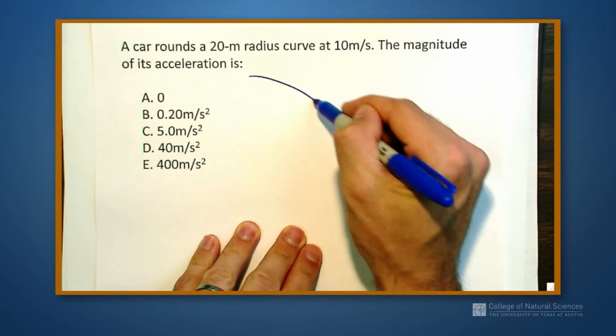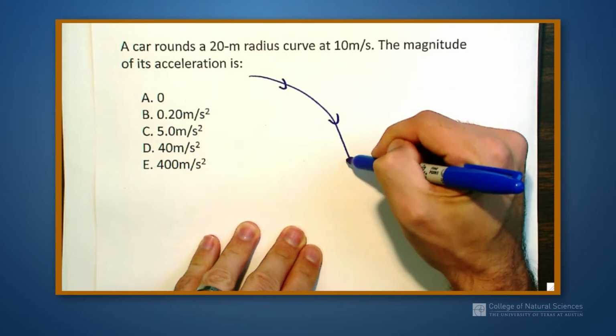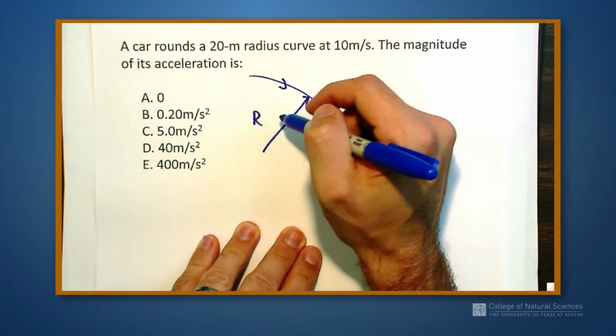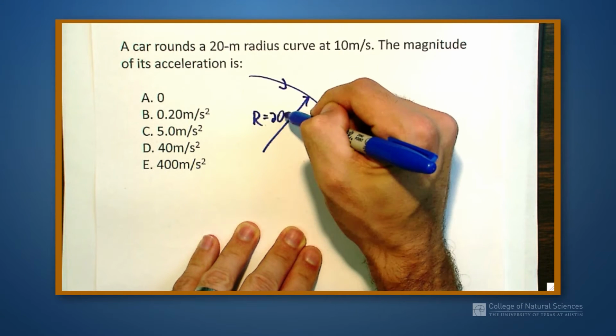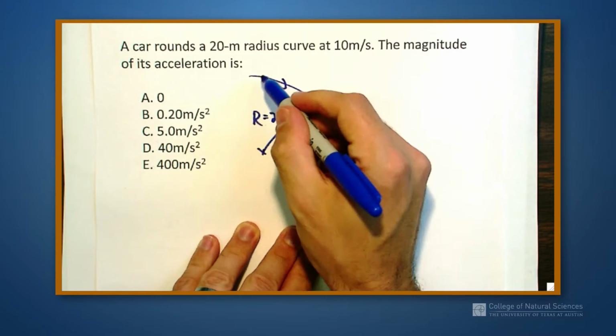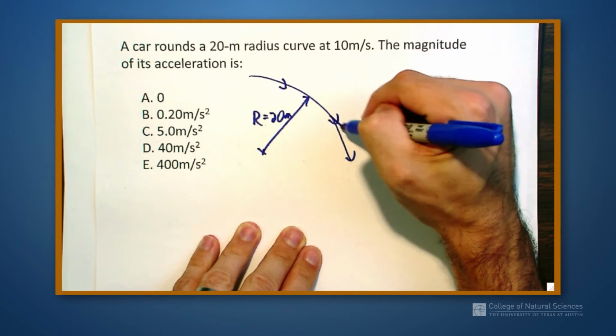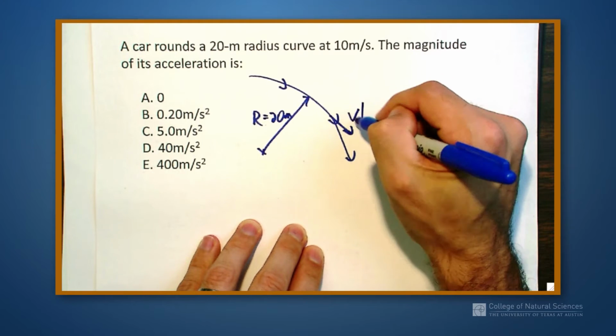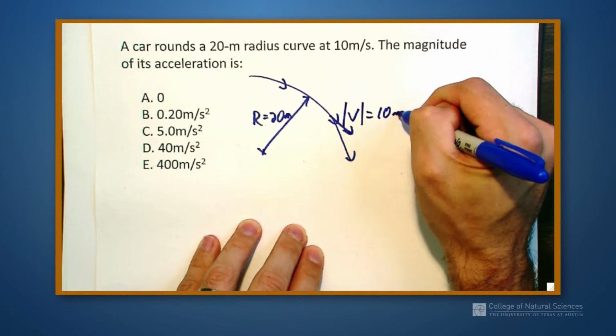It's going to go around a curve. This is going to be my car. It's going to go around the curve. And the curve is going to have a radius of 20 meters. So from its center, it's 20 meters. And the car has a velocity, has a speed, magnitude of 10 meters per second.